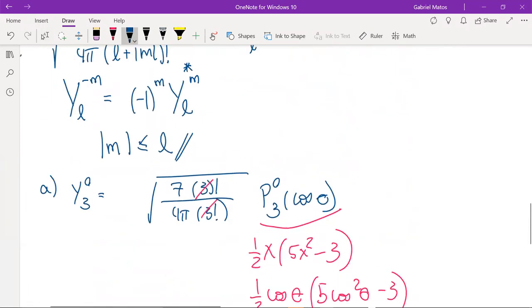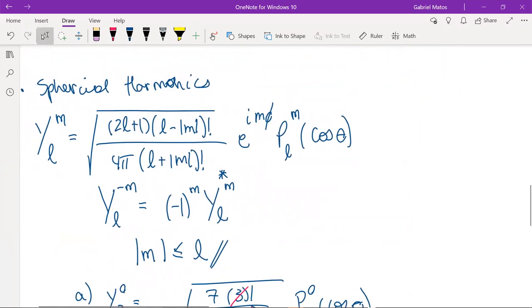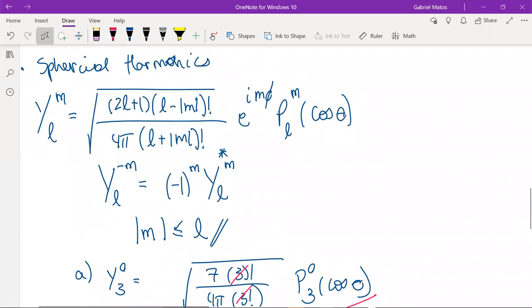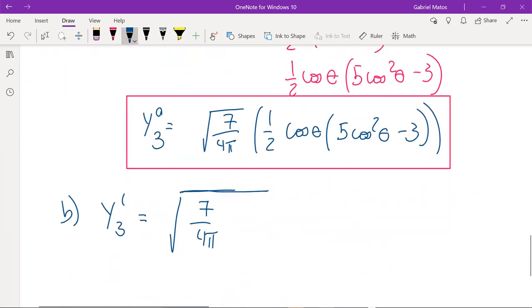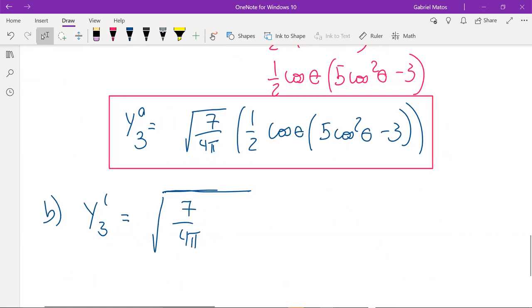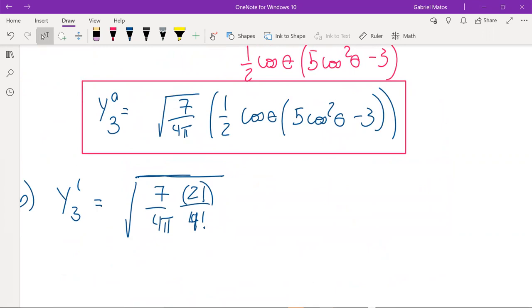Let me be a little bit clearer here. We're getting 7 because we have 2L plus 1 with L equals 3, so that's 7 over 4 pi on the bottom. Before, we had L equals 3, M equals 0, so we just had 3 factorial over 3 factorial. Here, though, we have M equals 1, so we're going to get 2 factorial on top and 4 factorial on the bottom, because we have L minus M factorial, so that's 3 minus 1, 2 factorial, and L plus M, 3 plus 1, 4 factorial.